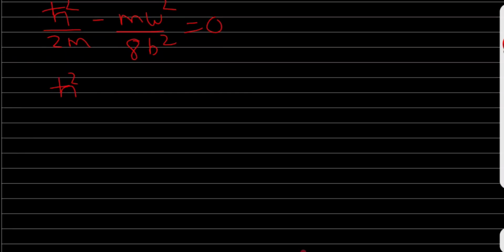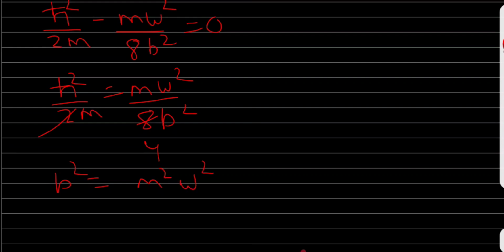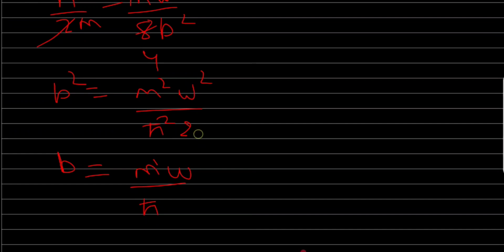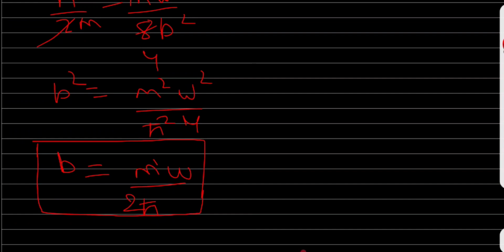Now this calculation is easy. h bar square by 2m equals m omega square by 8b square. If I do all of this calculation, this 4 will cancel out, and b square will be equal to m square omega square divided by h bar square, and here it will be 4, so here it will be 2. So the value of b for minimizing our Hamiltonian comes out to be m omega divided by 2h bar.